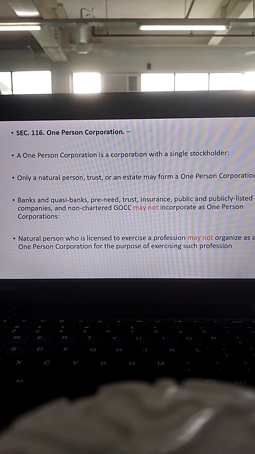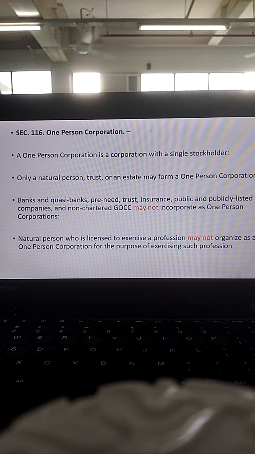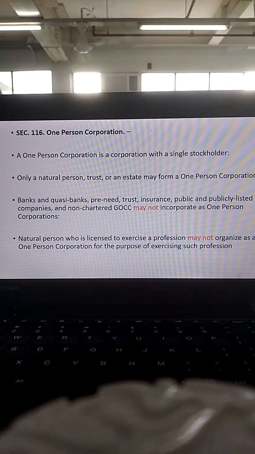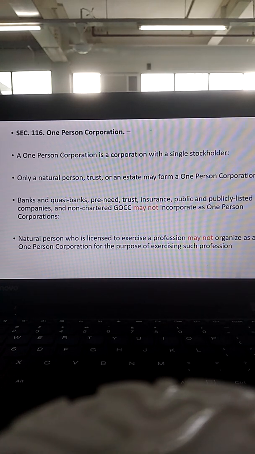Now, in Section 116, okay, of course, it is a corporation with a single stockholder. Okay, iisa lamang po. Now, second, only a natural person, trust, or an estate may form a one-person corporation. Take note of this, that natural person po. Ibig sabihin, normal being, human being, okay? Trust, okay? Or an estate, okay? Mga properties na held in trust or estate. Now, the banks and quasi-banks, pre-need, ito yung mga insurance, okay? The public and publicly listed companies and non-chartered GOCC may not incorporate as one-person corporations. Please take note of this. May not. Okay? May not.